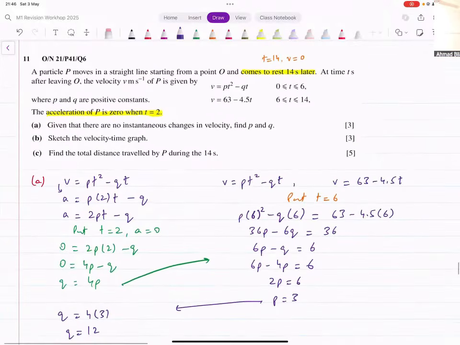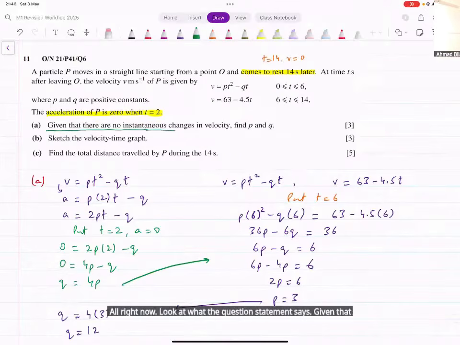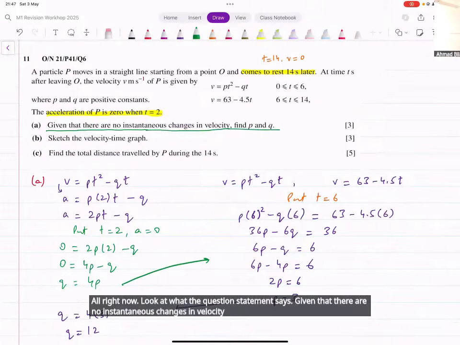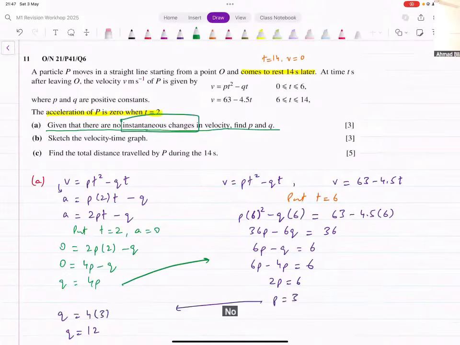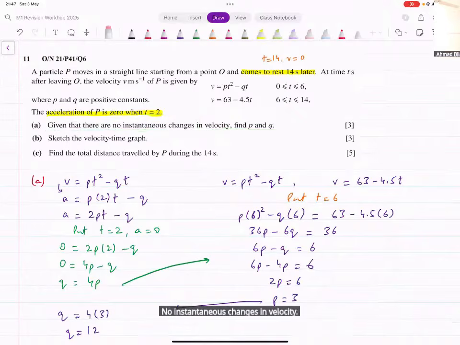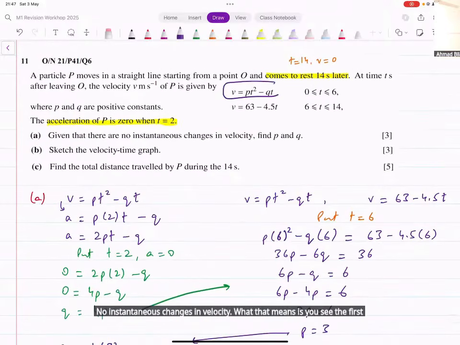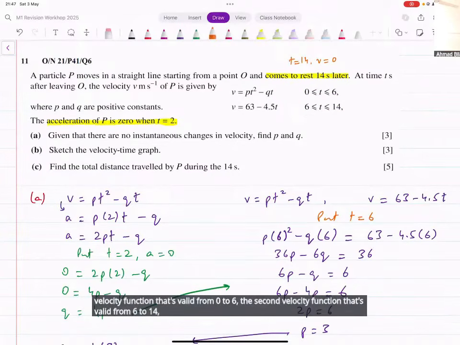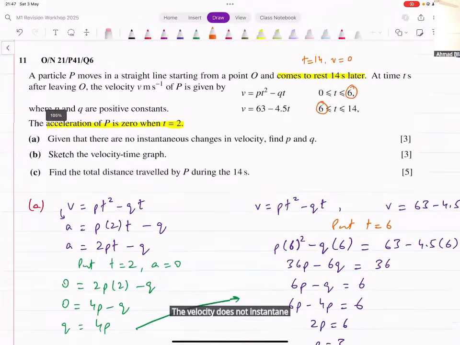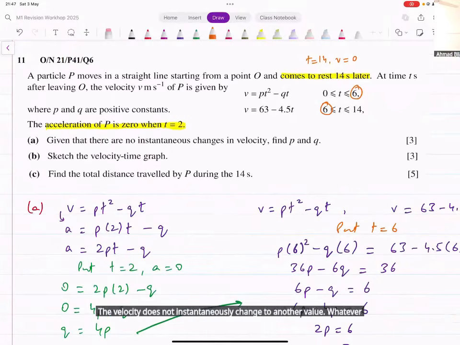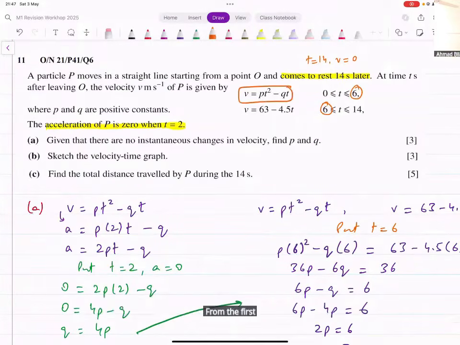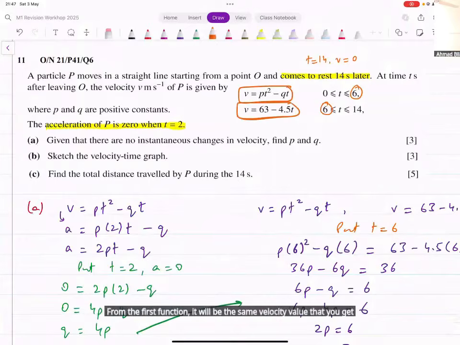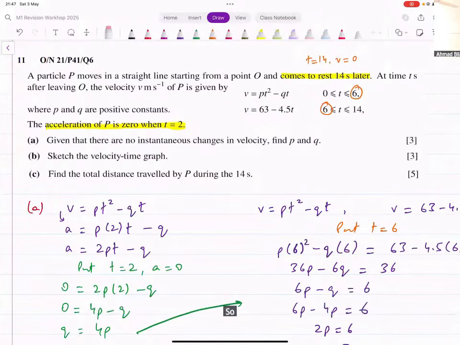All right. Now, look at what the question statement says. Given that there are no instantaneous changes in velocity, find P and Q. What does that mean? No instantaneous changes in velocity. What that means is, you see the first velocity function that's valid from 0 to 6, the second velocity function that's valid from 6 to 14. At time 6, that's the boundary point, the velocity does not instantaneously change to another value. Whatever is the velocity value from the first function, it will be the same velocity value that you get from the second function when time is equal to 6. So using that now, you can find the values of P and Q.